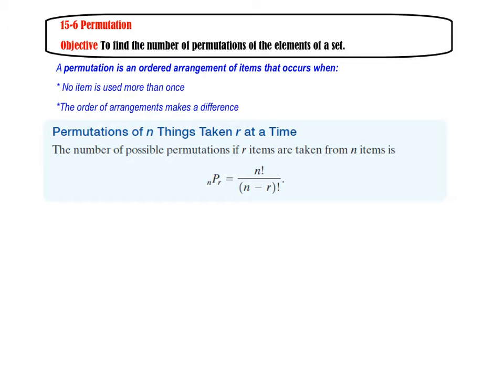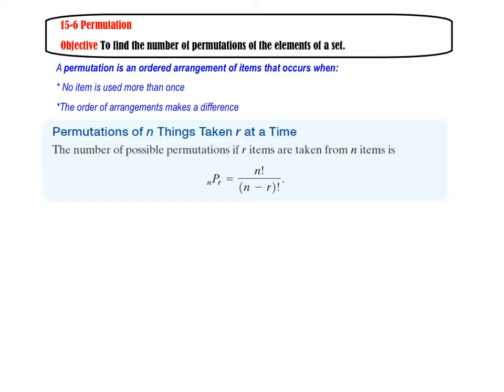Lesson 15.6 is about permutations. So our objective is to find the number of permutations of the elements in a set. A permutation is an ordered arrangement. The most important thing for you to remember is that order matters here.